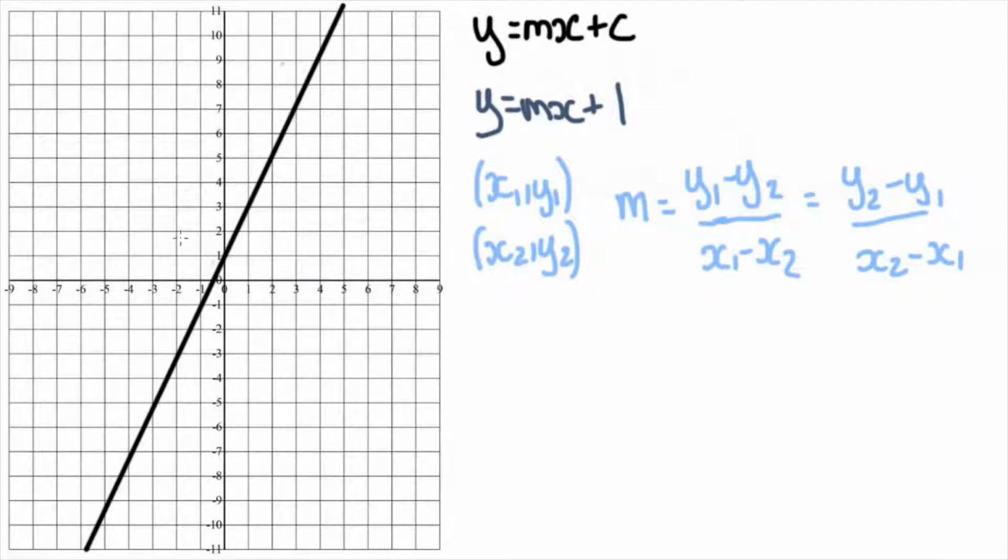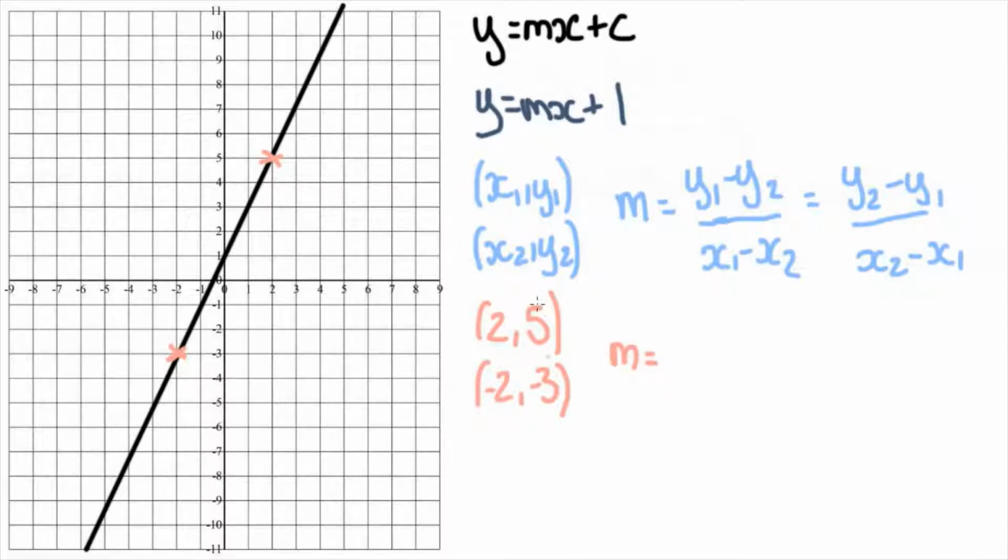Alright, so let's pick two coordinates on the graph. Here we have the coordinate (2, 5). And then let's pick a second coordinate. Down here we have the coordinate (-2, -3).